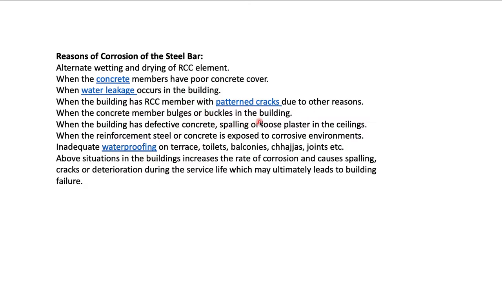when the ductile detailing in the building is lacking, in the concrete member, simply we can say the column, when the building has ineffective concrete, peeling, loose plaster, ceilings also, when the steel reinforcement is exposed to corrosive environments, simply we can say water or any air, the presence of water and moisture, that causes the corrosion. Inadequate waterproofing on a terrace, toilets, balconies, sunshades, joints, etc. And the above situations, we can say, increase the rate of corrosion, causing spalling, cracks or deterioration, reducing the service life, which ultimately leads to building failure.